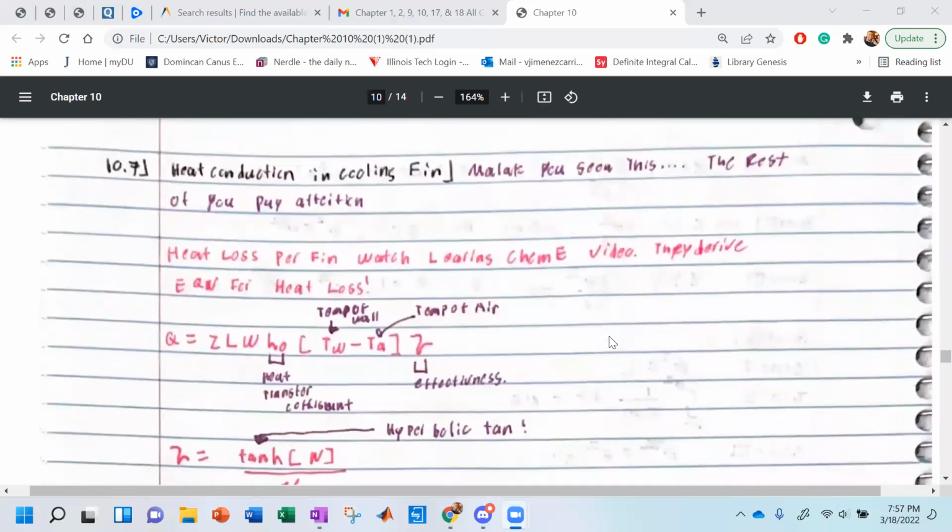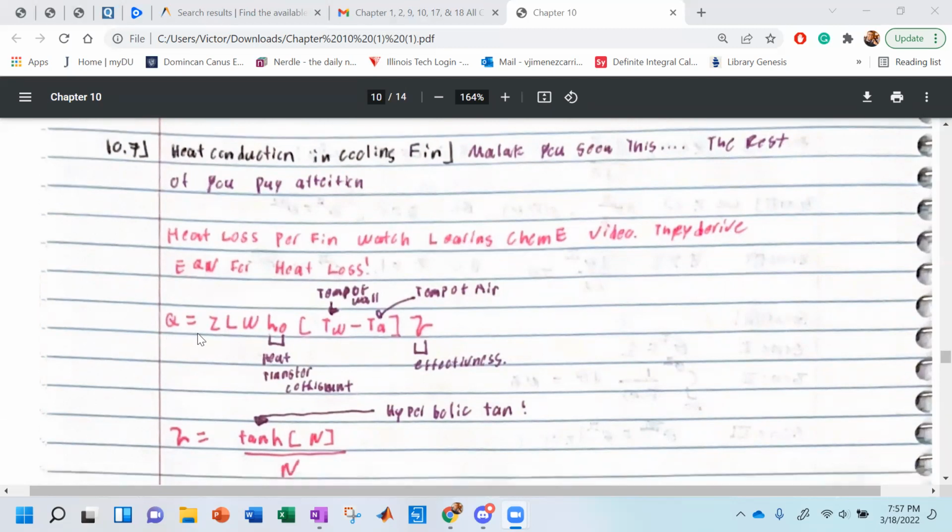So if you go into the 10.7s, the book does a terrible job explaining, but I've actually figured this out before while I was doing the homework. So if you don't want to go through the book and all the disgusting math, you go and Google heat loss per fin, watch Learning Chemi's video. They derive every single equation here, so it's all factual and evident. So important here is that the equation for heat loss is Q, capital Q, meaning it's joules per second, is 2 pi L W times the heat transfer coefficient, times the difference between the temperature of the wall and the temperature of the air, multiplied by this thing right here, which we call an effectiveness.